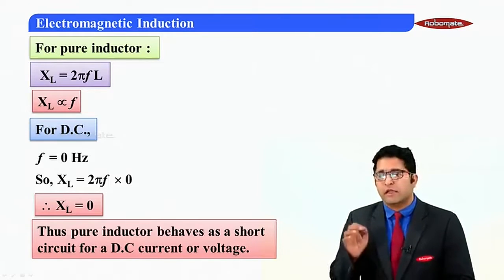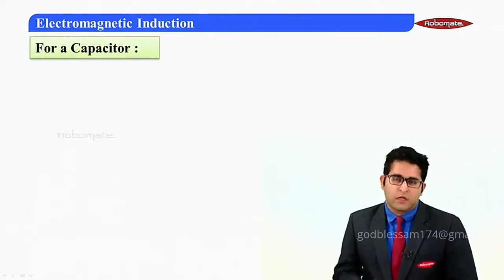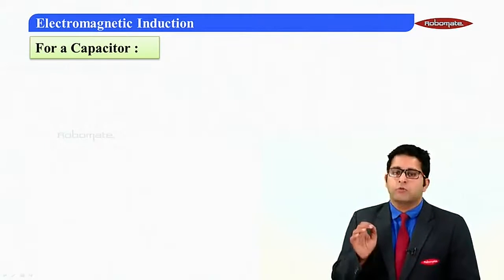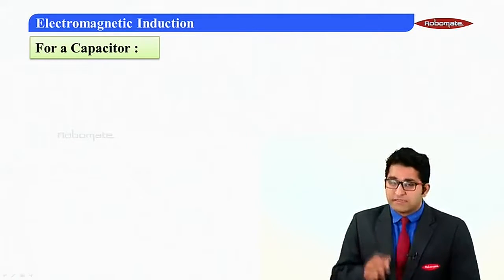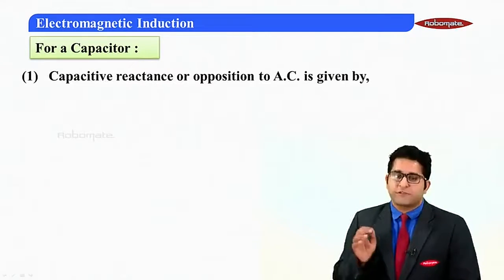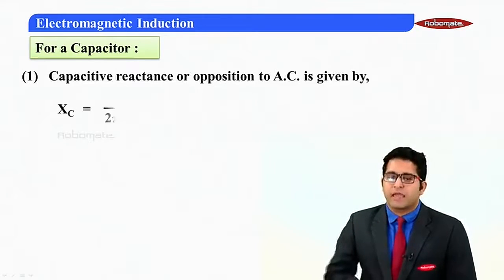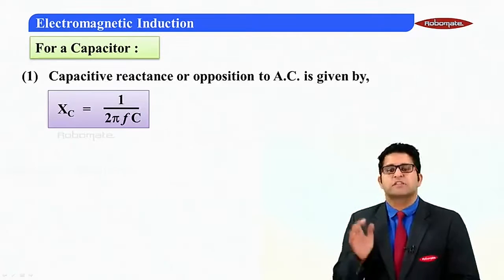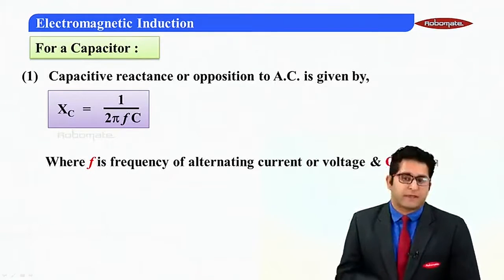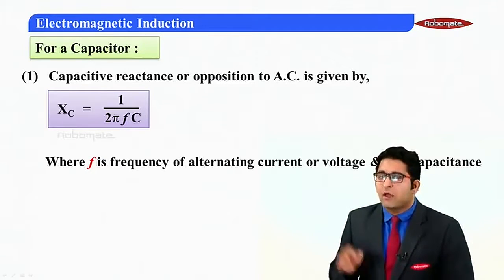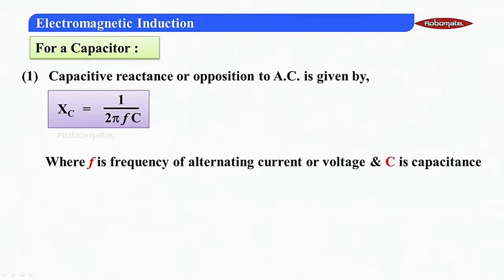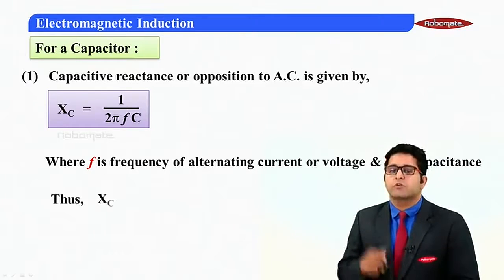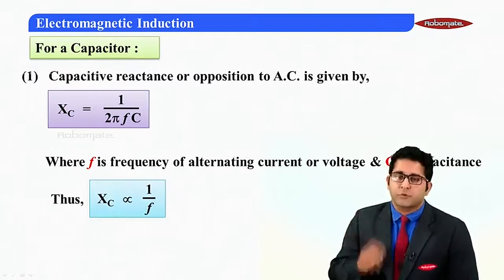We have discussed the inductor, now let us discuss the capacitor. For a capacitor, the effective opposition or capacitive reactance provided to an AC source is given by the formula XC = 1 upon 2 pi FC. F is the frequency of the AC source and C is the capacitance of the capacitor. From this formula there is an inverse relation between XC and frequency, so XC is directly proportional to 1 by F, or inversely proportional to the frequency.